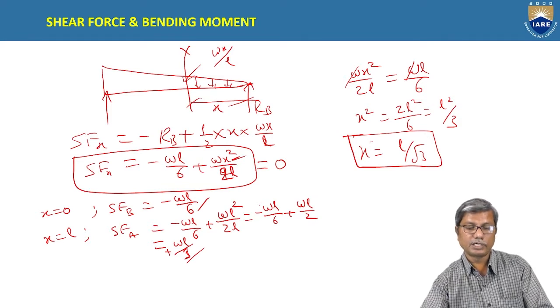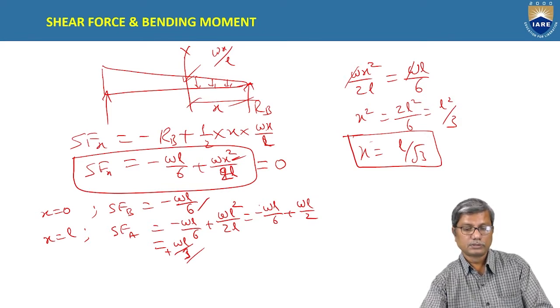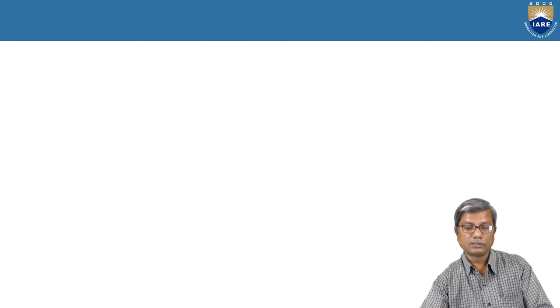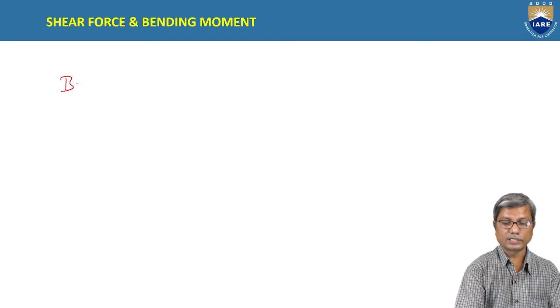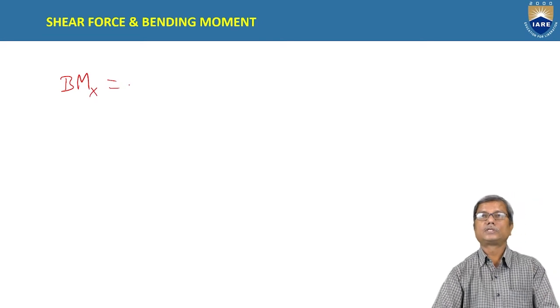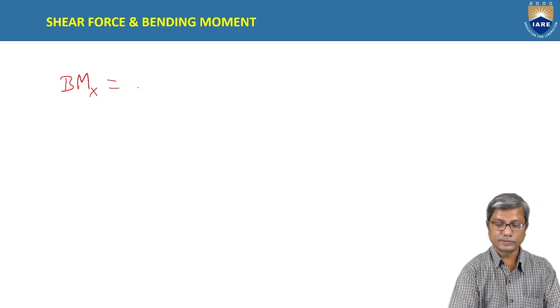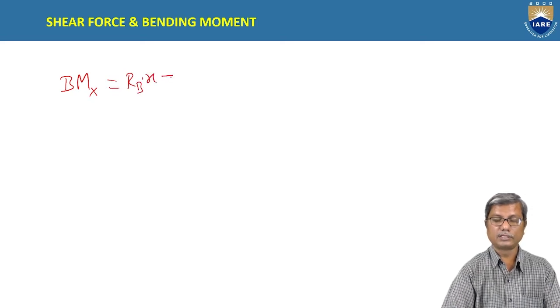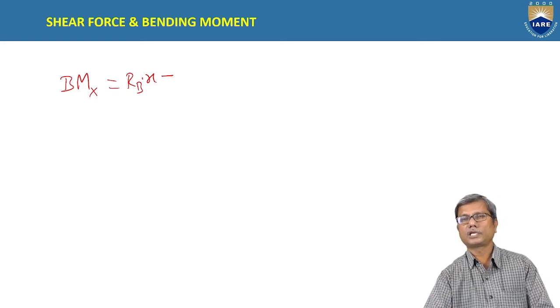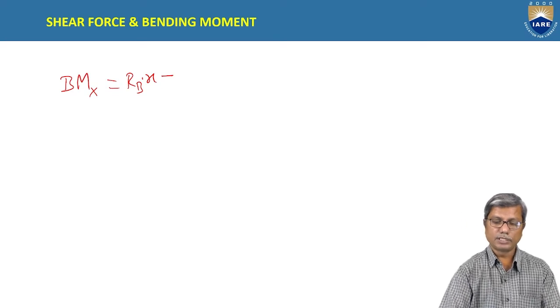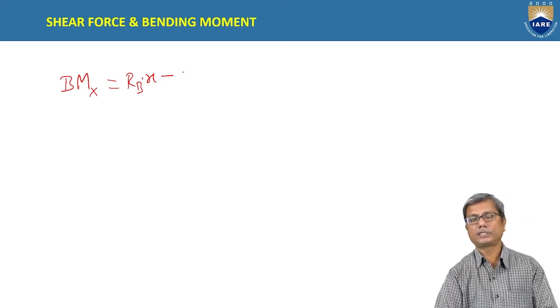Now let us consider the bending moment at x. So what is the bending moment at x? Considering the previous figure, what are the forces acting on the right hand side? RB into x is positive because it is producing sagging bending moment, and the moment due to the load is hogging moment, that is negative.